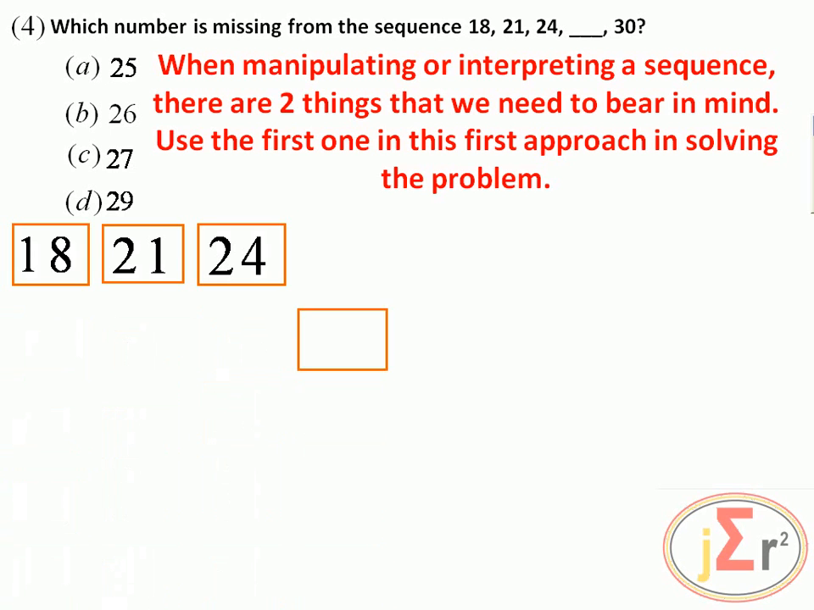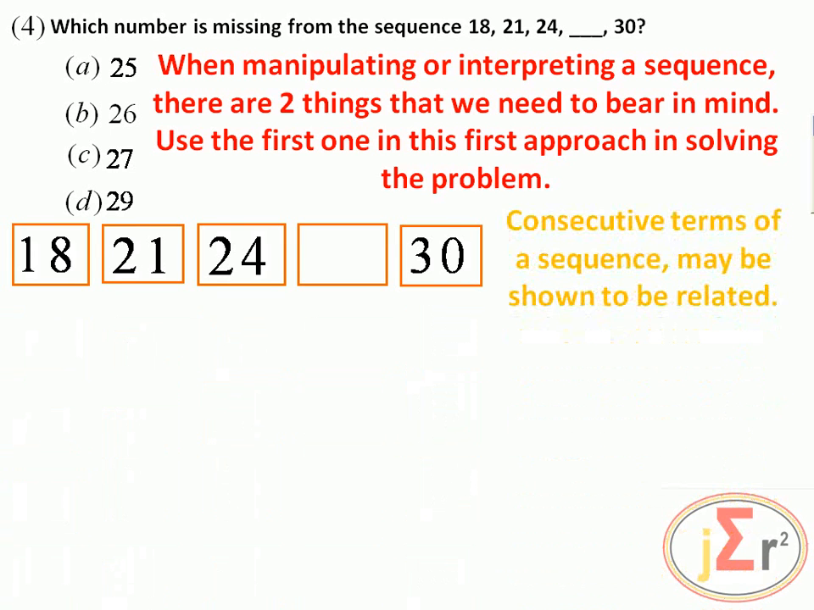So there we have our sequence with the blank one left out. Consecutive terms of a sequence may be shown to be related. If you can find how they are related, then we can generate the entire sequence. Now here's your question. 18 to 21, 21 to 24. What do you notice is consistent there, Jerry?